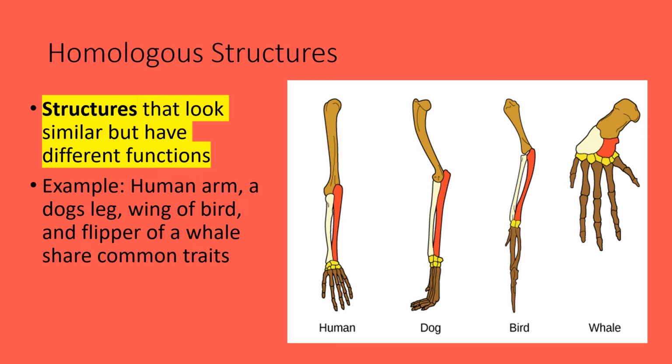So obviously a human arm and a whale fin do very different things. However, they have similar structures, so we would call those homologous structures because they look similar, but they do very different things. When we have homologous structures like this, we would say that those animals shared a common ancestor. So we have our whale, our bird, our dog, and our human. We would say that they share a more recent common ancestor because all of their structures look very similar.